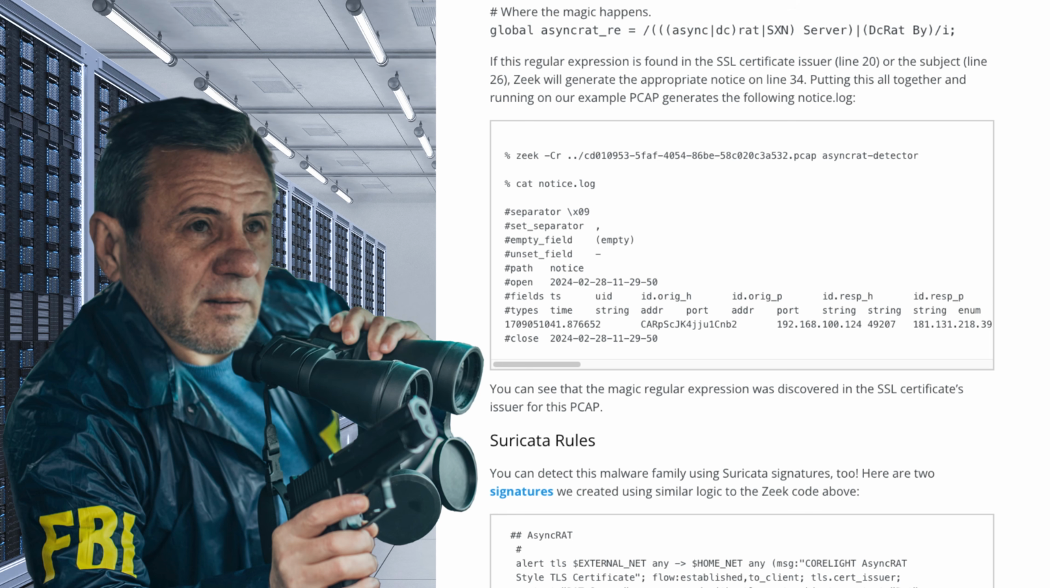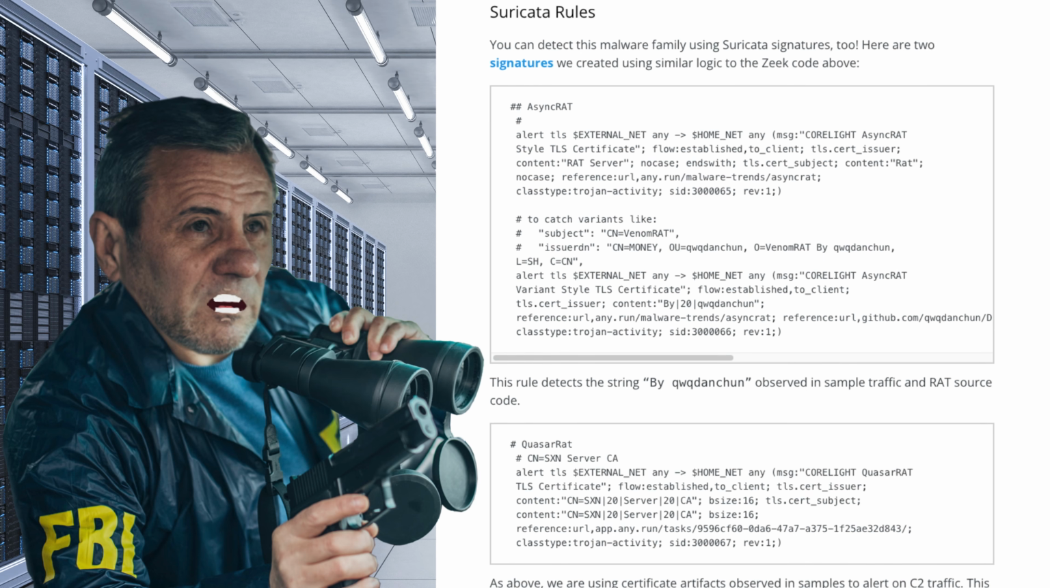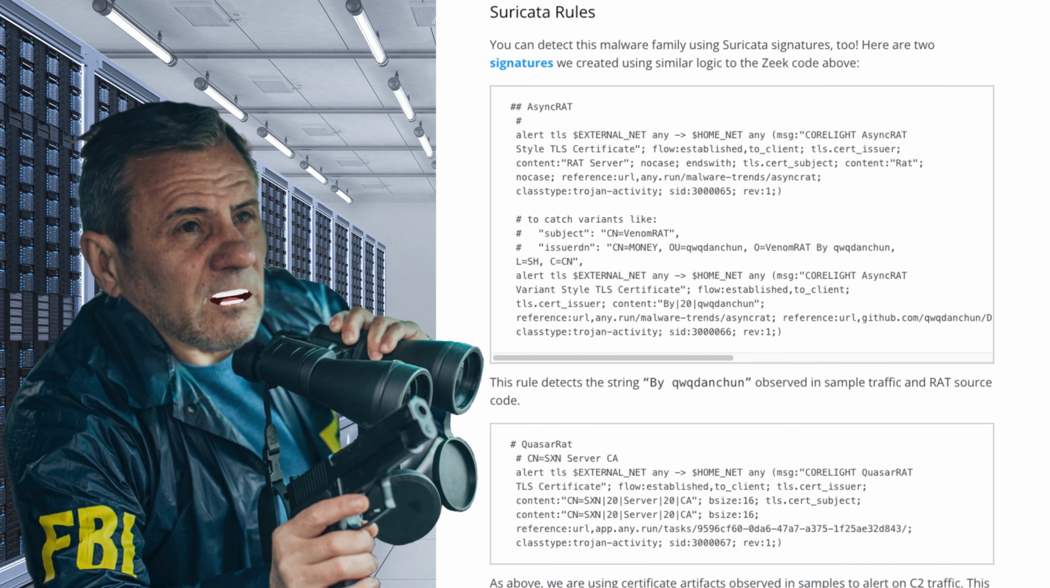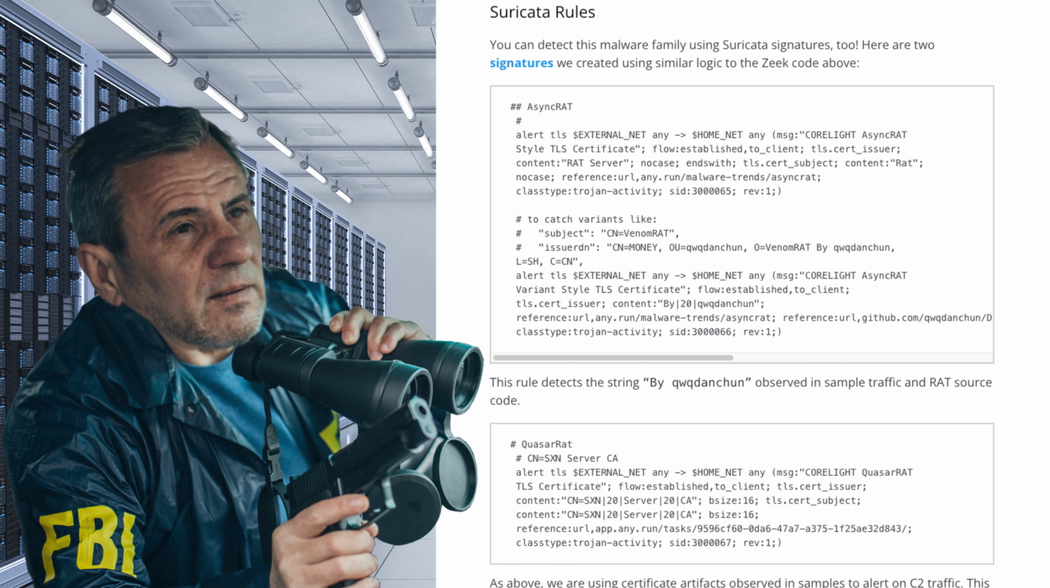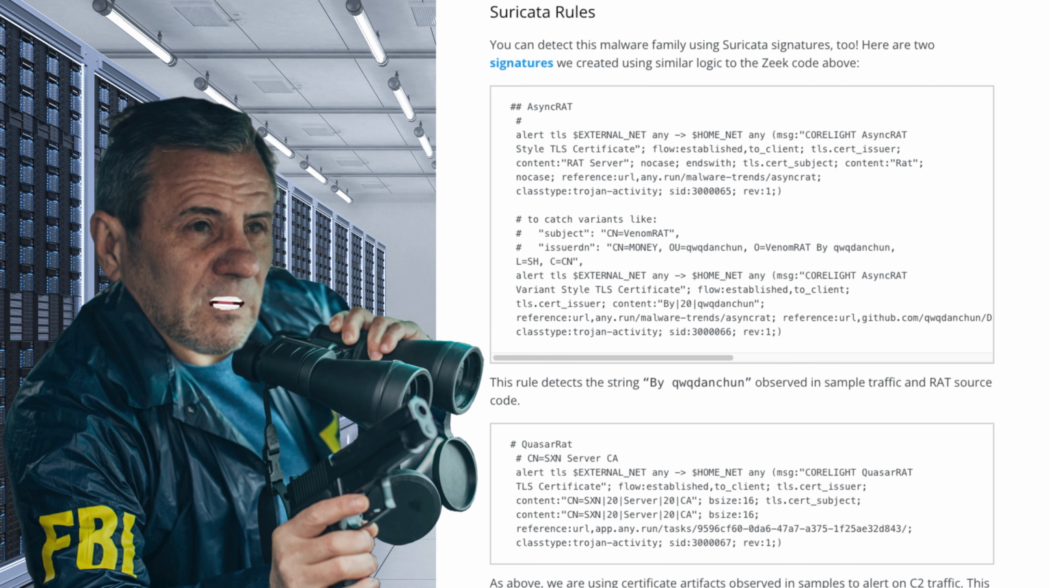If you're not able to run Zeek and you have Suricata, you might be looking at this and saying, ah, crap. Well, we got a solution for you too, so don't worry. We wrote a Suricata rule that looks like this, that basically does the same type of detection that we put together in Zeek, except it just uses the Suricata engine instead.